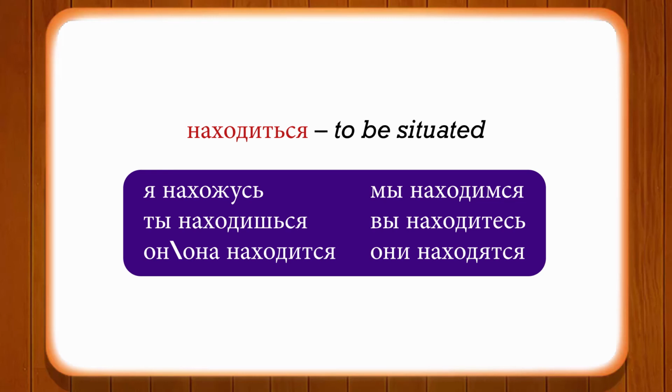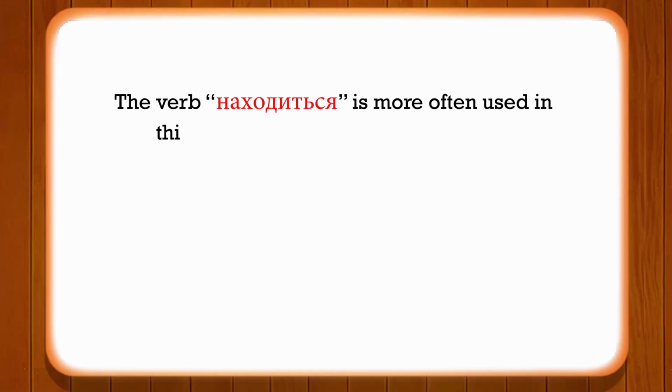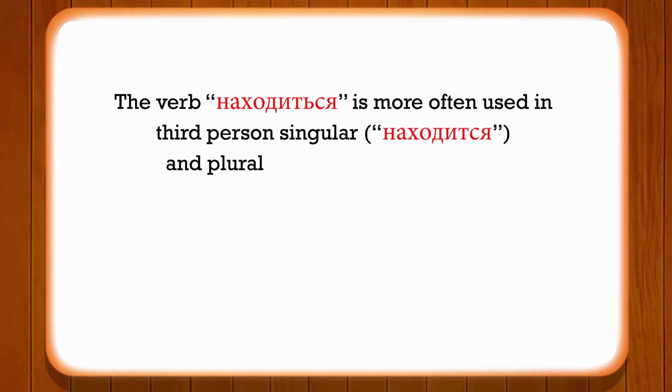Я нахожусь, ты находишься, он, она находится, мы находимся, вы находитесь, and они находятся. You can change it as per the requirement of the sentences. Now let's go ahead and pay attention to the verb находится and its nuance. The verb находится is more often used in third person singular находится and plural находятся.